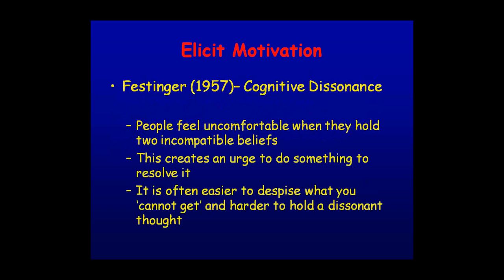All right. So here, I want to continue with eliciting motivation, what we call cognitive dissonance. What does that mean, cognitive dissonance? If you read here on the slide, you become more and more uncomfortable, you feel conflicted when you hold two incompatible beliefs, which means, let's say, you want to stop and you don't want to stop. You want to stop drinking. At the same time, there's a part of you that wants to continue drinking because you like the way it makes you feel. Well, that creates a conflict within you and makes you more uncomfortable and gives you that urge to do something. You're going to have to resolve it. You're going to either continue drinking or reduce your drinking. And it's often easier to despise what you cannot get and harder to hold a dissonant thought.